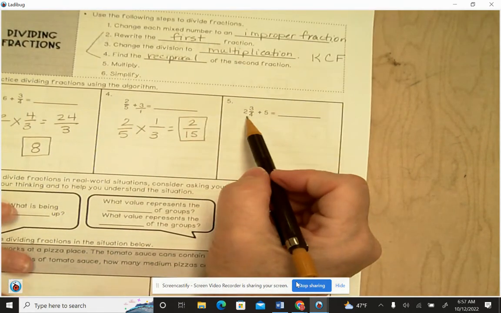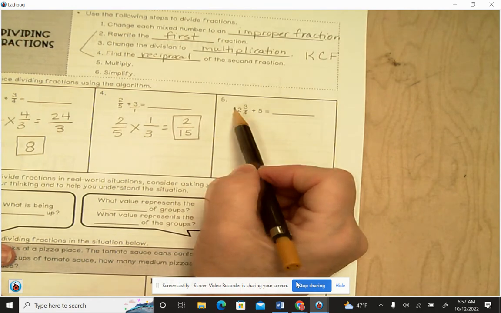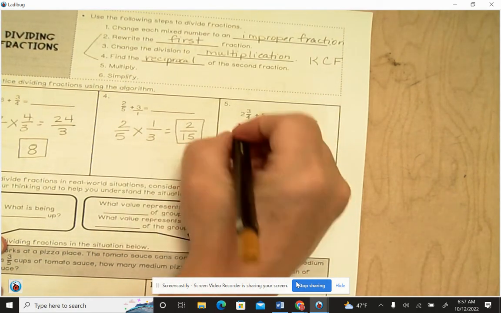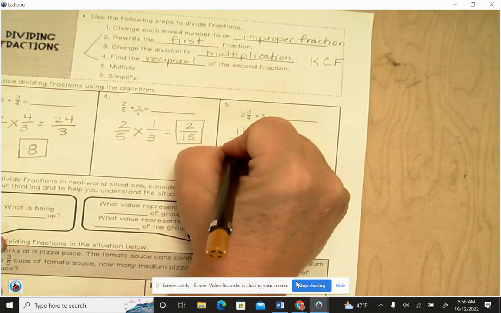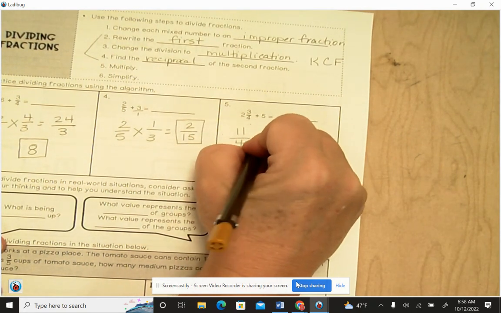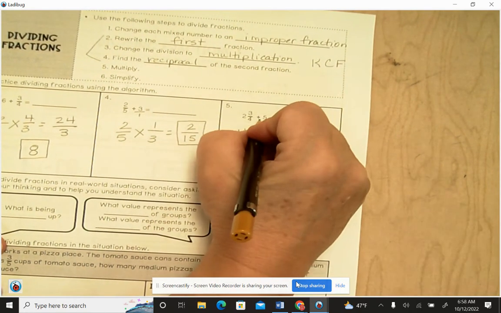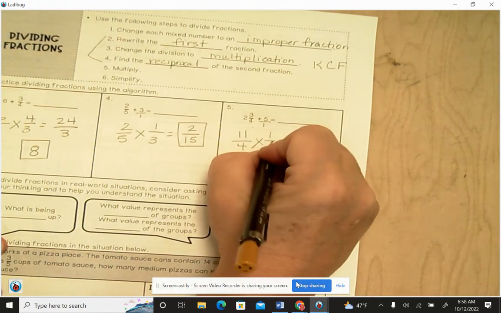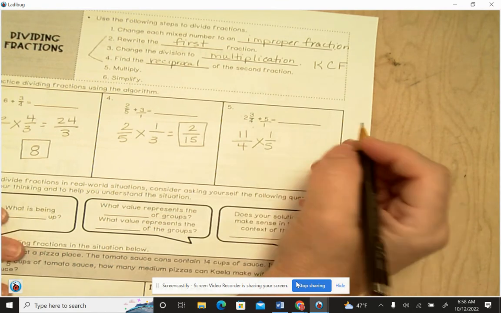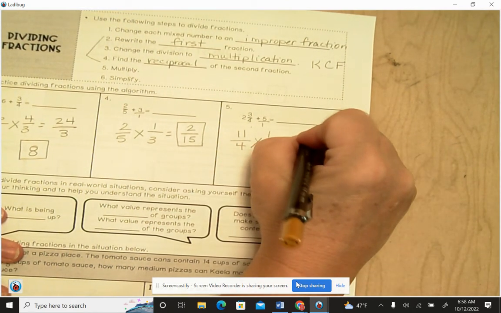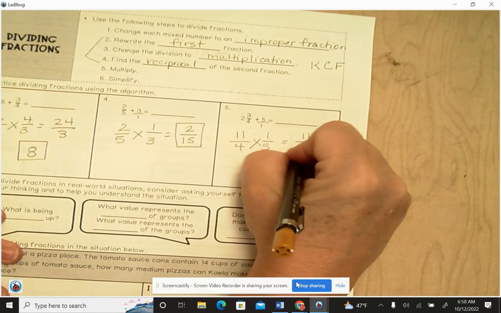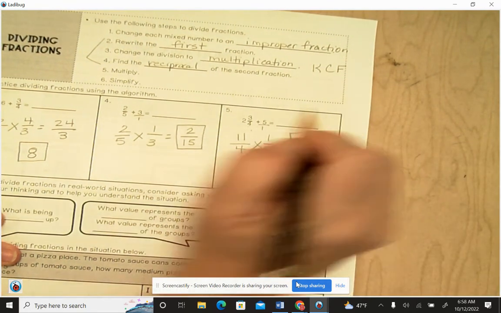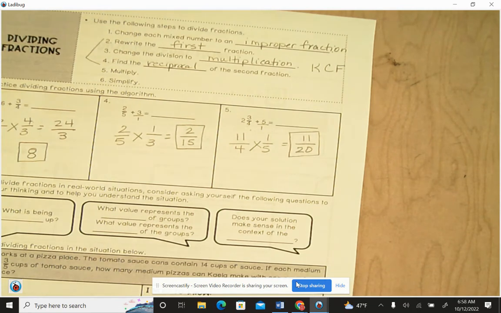All right, here, number 5, we've got to change this to an improper fraction. So 4 times 2 is 8, plus 3 is 11. So we have 11/4. Change the division to multiplication. And then the reciprocal of 5/1 is 1/5. 11 times 1 is 11, and 5 times 4 is 20. So our answer is 11/20 because that's as low as it'll go.